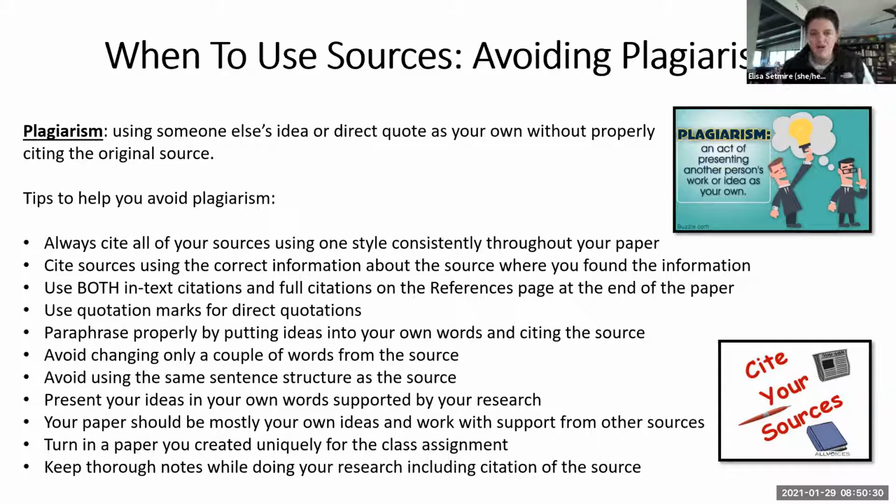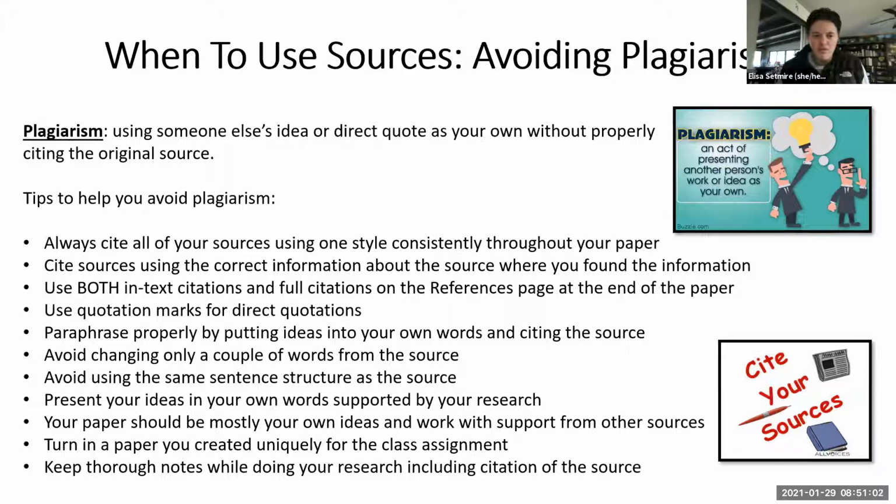You always want to cite all of your sources using one style consistently throughout your paper. This makes it very transparent and easy to find. You want to cite sources using the correct information about the source where you found the information. You'll use both in-text citations and full citations on your references page at the end of your paper. Anytime that you quote something directly, you want to make sure to use quotation marks or the appropriate indentation in order to indicate that it is a quote.